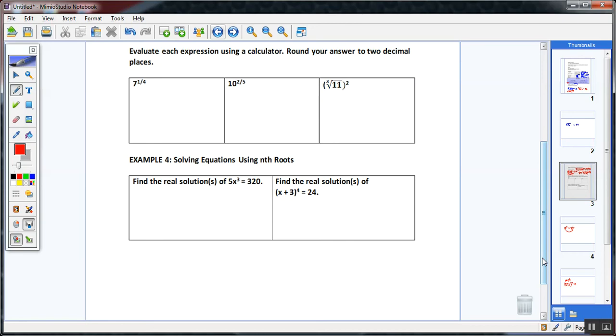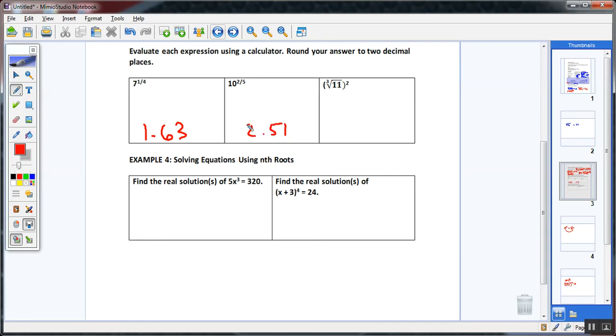Might need more time. What'd you guys come up with for 7 to the 1/4? So 1.63-ish? Anybody that did not have that? We okay with that? Okay, how about 10 to the 2/5 power? What'd you get there? 2.51? Okay. I'm a little concerned about this last one.